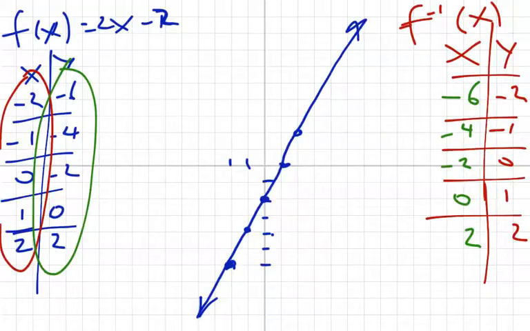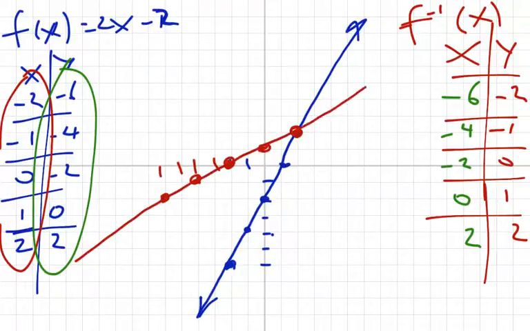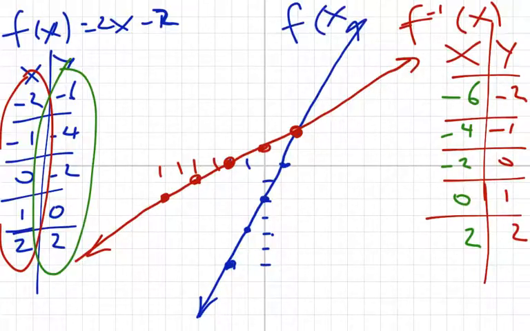Negative 6, negative 2. 3, 4, 5, 6 is going to be negative 2. Negative 4, negative 1. That's the next point. Negative 2, 0. 0, 1. 2, 2. And they share that point. Let me draw my line. And that's my inverse. So the red is the inverse, the blue is your function.